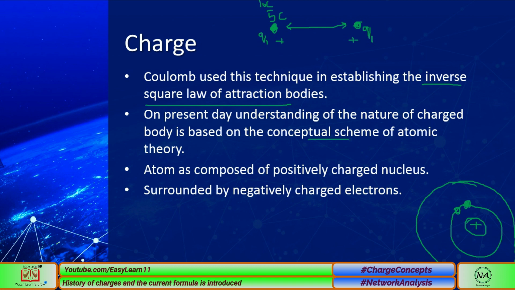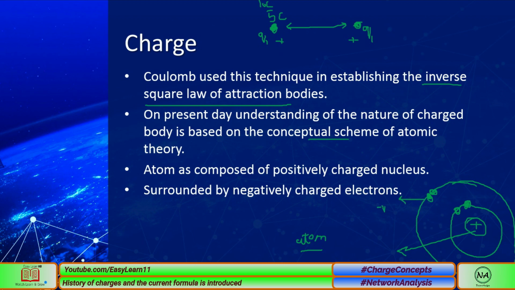In each shell there are specified formulas to calculate the maximum number of electrons it can hold, and we discussed all these things in detail in season 1 of Introduction to Electronics. You can go to that section and easily find whatever you want. Right now we just want the atom as composed of positively charged particles, as I represent here. This is the atom.